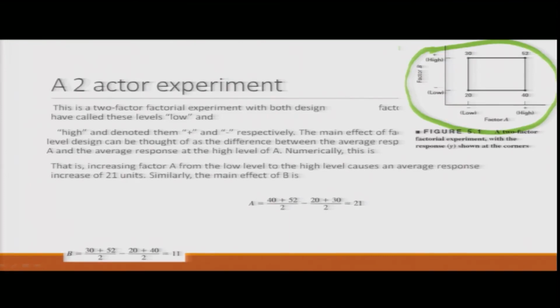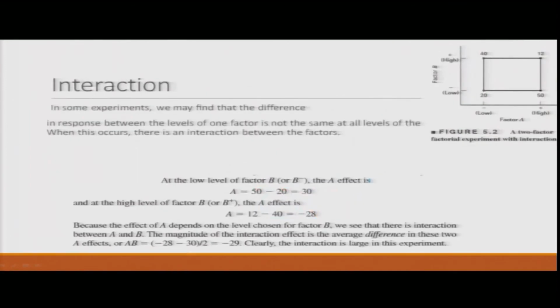I will use a different color. So, these are the values. This is the average here, minus the value which we have, 20 plus 30 divided by 2. So, the total value comes out to be 21 for A. Similarly, you can find it for B also.